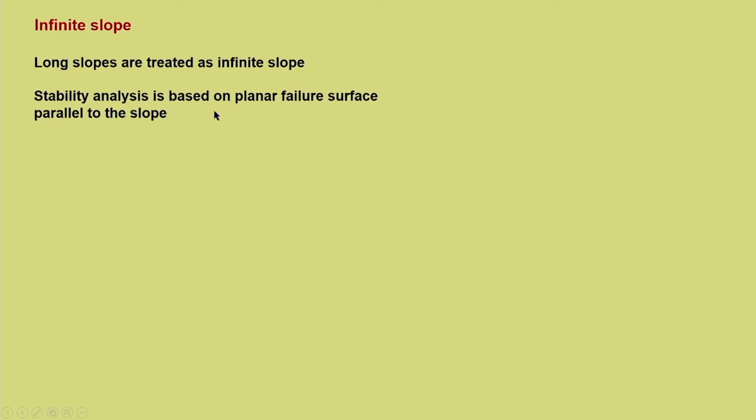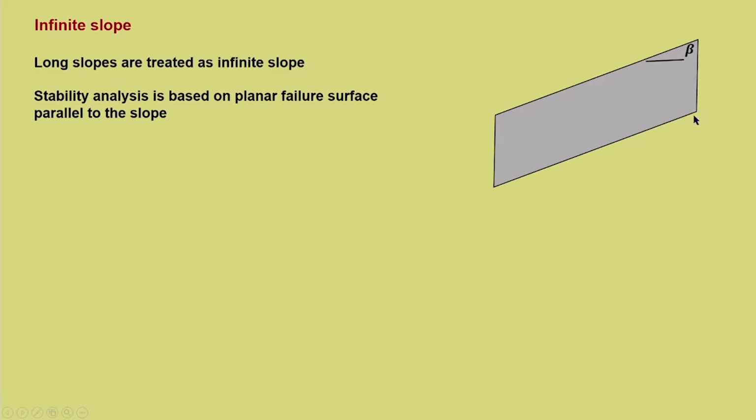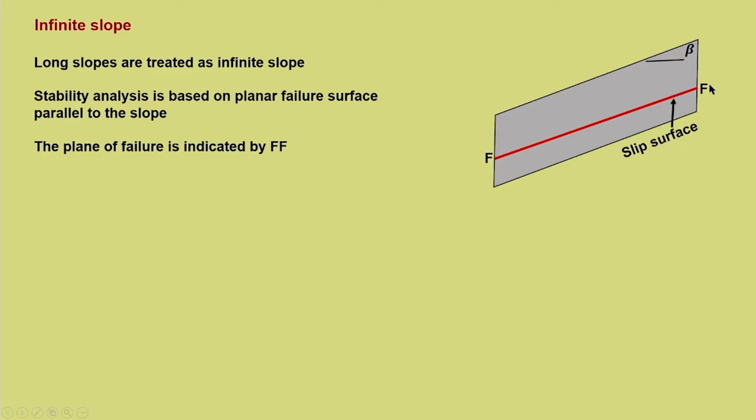The stability analysis is based on a planar failure surface parallel to the slope. I hope you remember how we understand the stability of an infinite slope. So, it fails basically along a planar surface which is parallel to the slope. So, let us take a representative infinite slope. The plane of failure is indicated by FF. This is the plane along which the failure happens. So, let us presume that this is the failure surface.